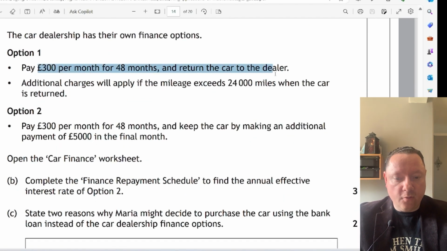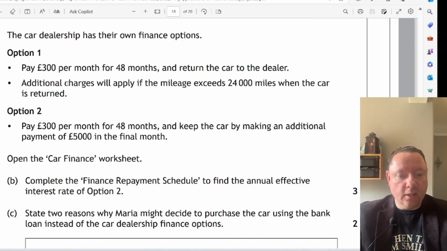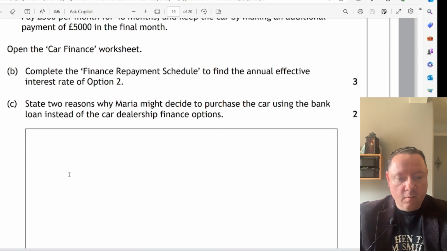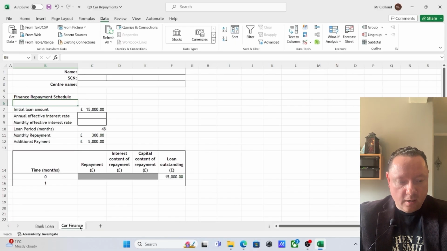Okay, the car dealership has their own finance options. Option 1: pay £300 a month for 48 months to return the car, or additional charges will apply if mileage exceeds 24,000. Option 2: pay £300 a month for 48 months, keep the car with an additional payment of 5,000 in the final month. We'll have to open the car finance and complete the car finance repayment schedule to find the annual effective interest rate for option 2. So there's the car finance one there.